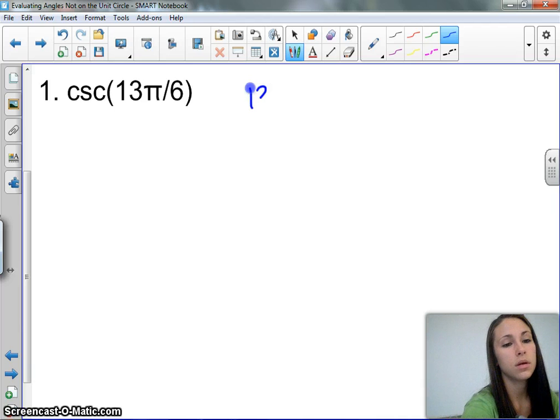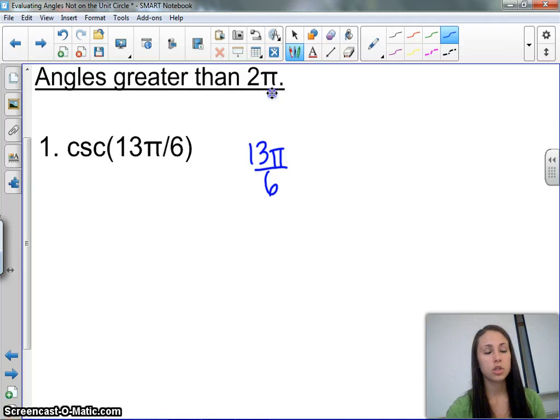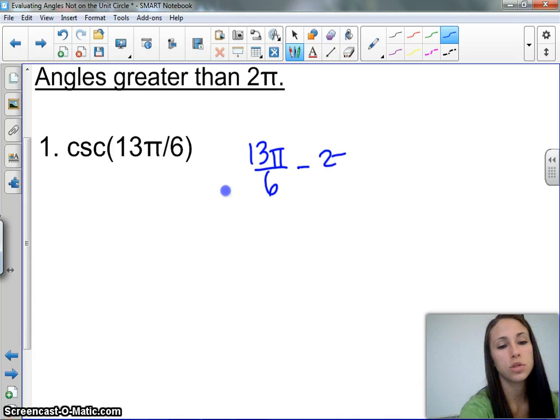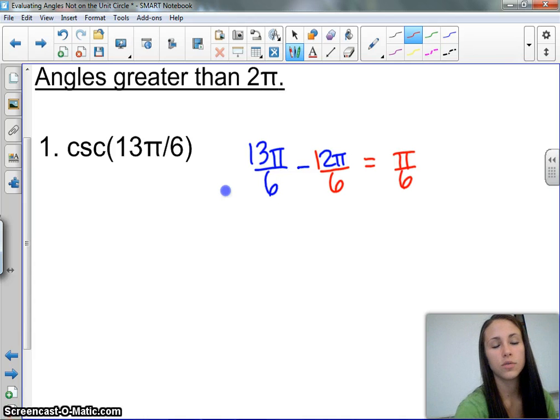So if we had a negative angle just a second ago, we added 2 pi to that. Now if you have an angle that is bigger than 2 pi, or not on the unit circle because it's too big, you're just going to subtract 2 pi. And so I'm going to get a common denominator. 2 times 6 is 12. And so this angle is really the same as pi over 6.